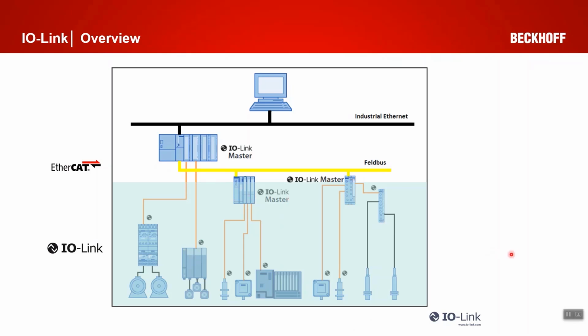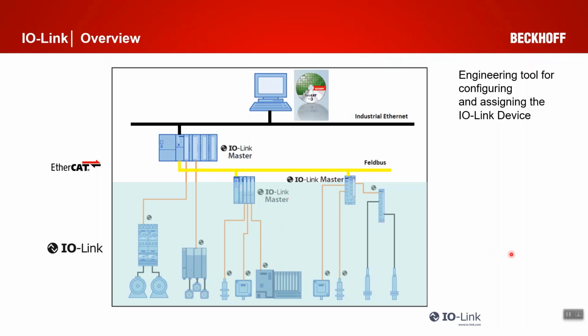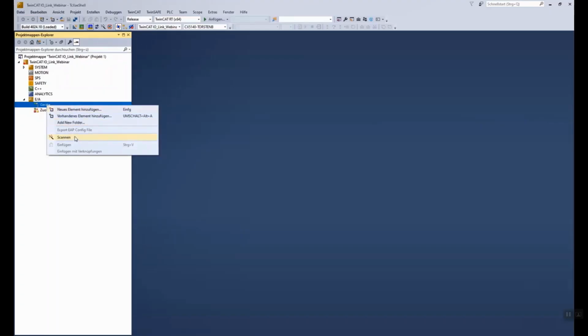What else do we need? We need an engineering tool to set up all the different parameters of the IO-Link devices. And the advantage is that the engineering tool is directly integrated in our software TwinCAT. So you don't need an additional software to set up all these parameters. Let's take a look in TwinCAT. Let's do a scan.